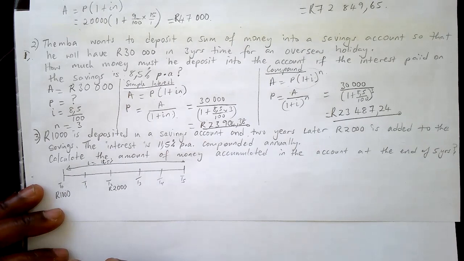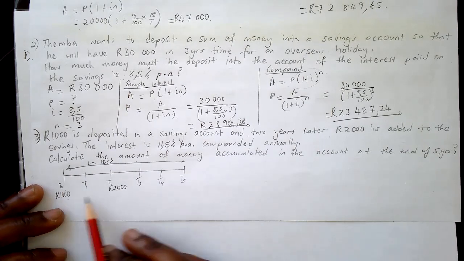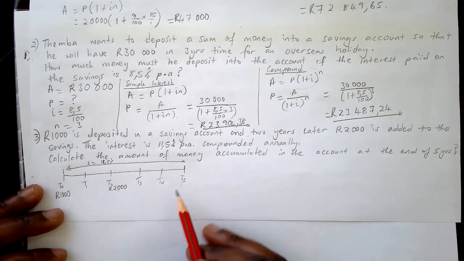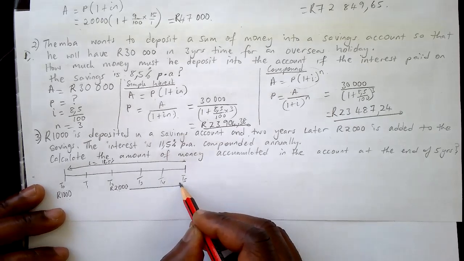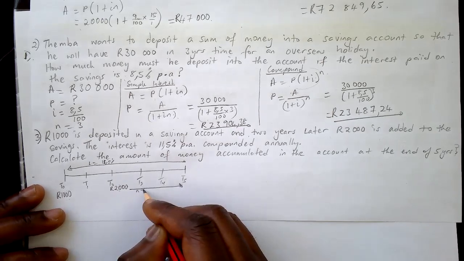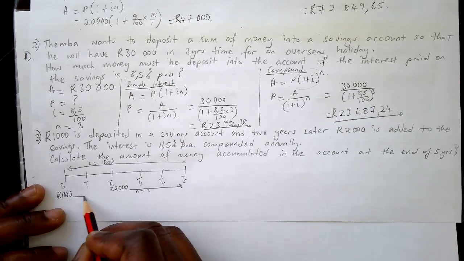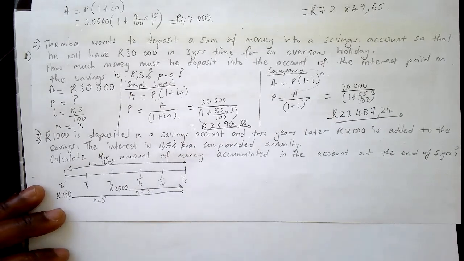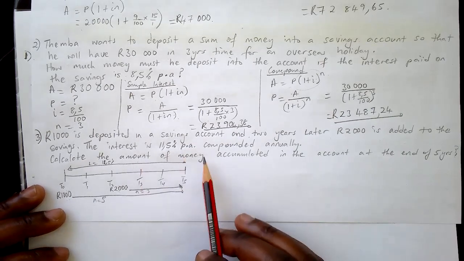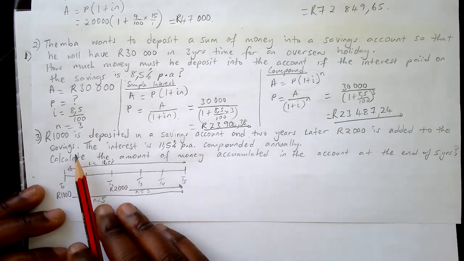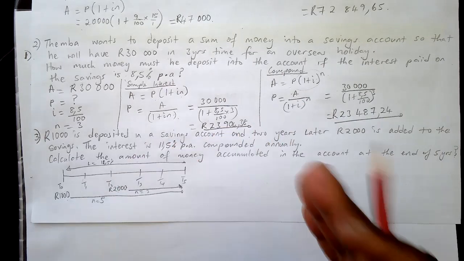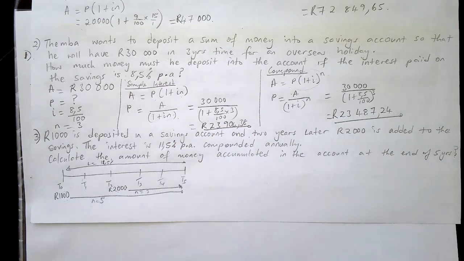The easiest way is that you know your 1,000 is going to grow for 5 years, and your 2,000 is going to grow for 3 years. So N for this one is 3, and for the 1,000, it's 5 years. We added 2,000, and that 2,000 grows separately, but it's still together with the 1,000, which keeps growing.